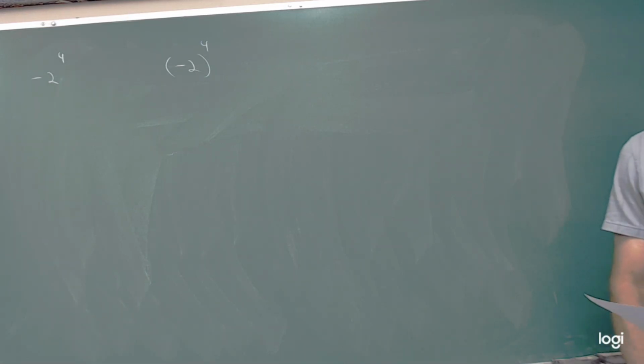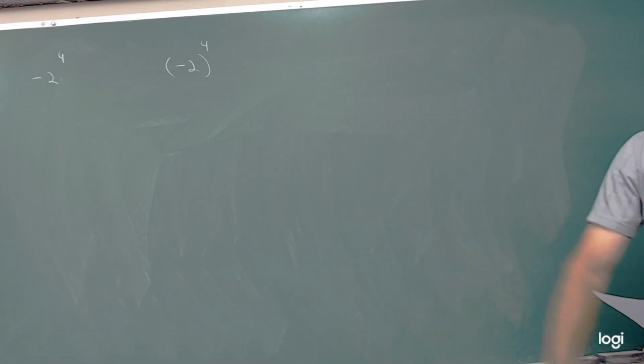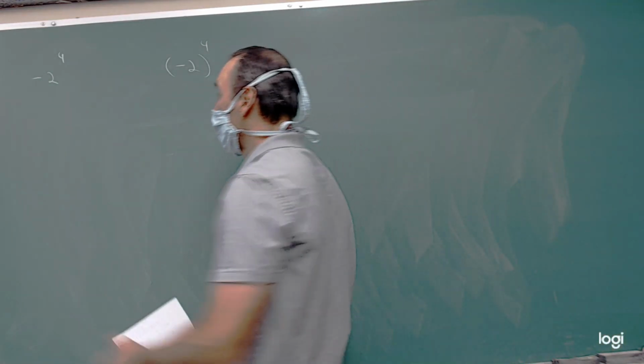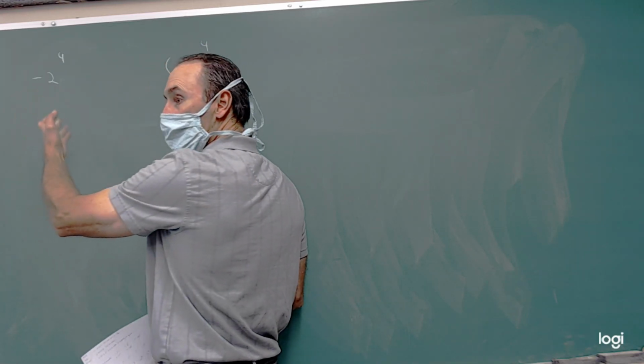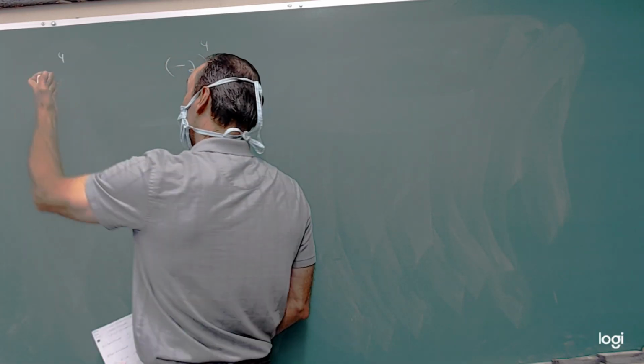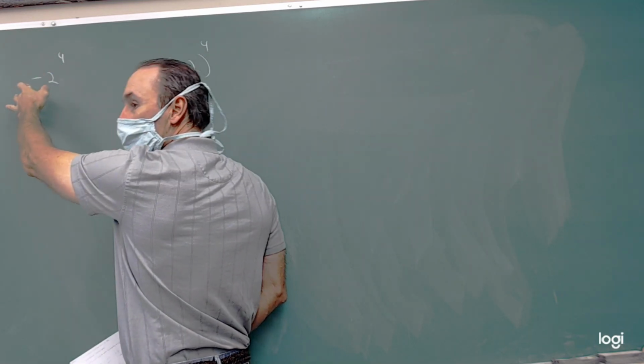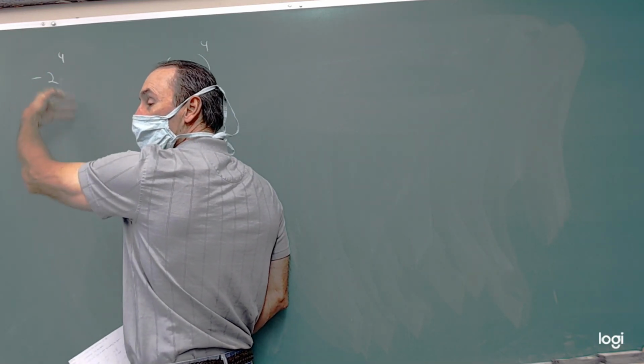So in the first one, how many negative signs are there in the expression? There's only going to be one, right? So that's negative 2 times 2 times 2 times 2. Or you can say the exponent goes first, we take 2 to the 4th, then we multiply by the negative 1.